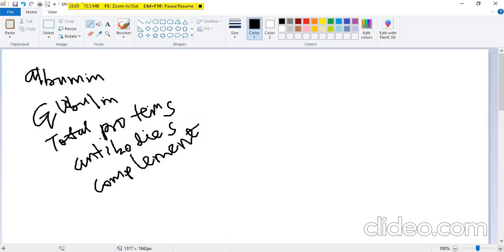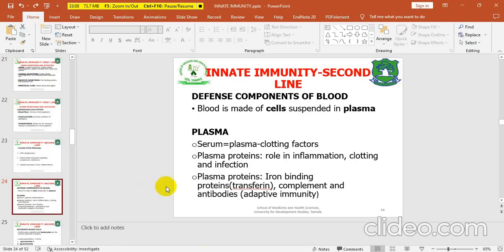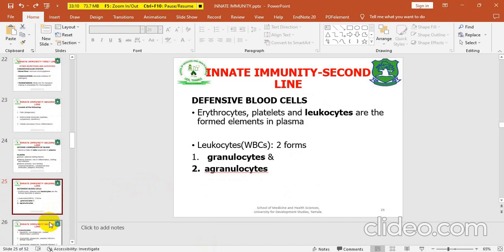They also comprise of proteins. Okay, so let's go to the next. Defensive blood cells. Erythrocytes, platelets, leukocytes are the formed elements in plasma. When we say formed element, that's the solid part of the blood. They are the erythrocytes, or red blood cells, platelets, and the white blood cells, which are called leukocytes. And the leukocytes are made up of granulocytes and agranulocytes.